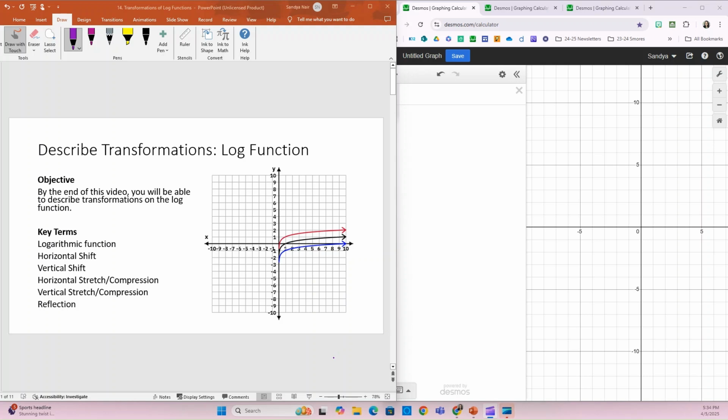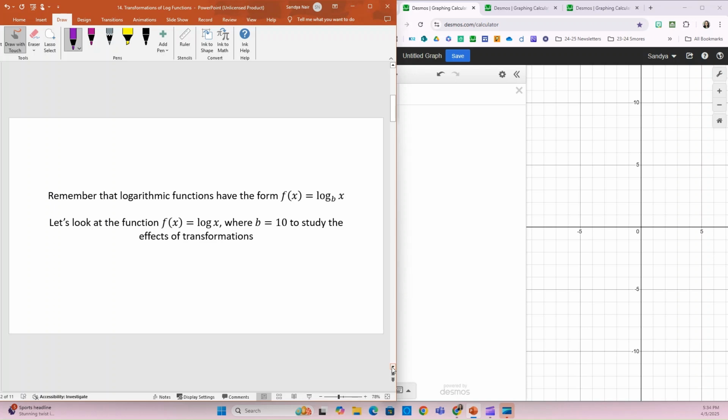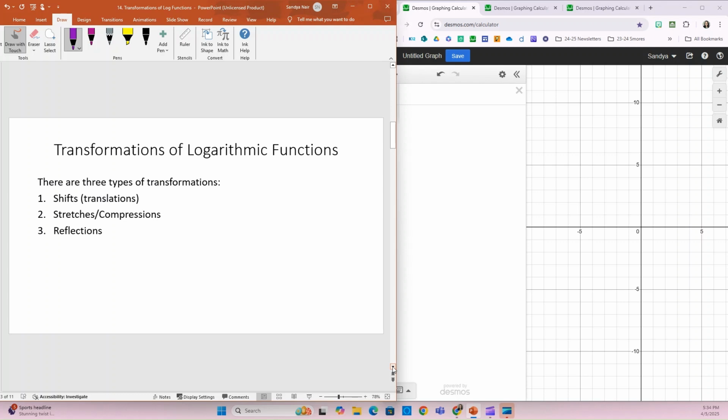In this video, we're going to talk about how to describe transformations on the log function. So remember that logarithmic functions have the form f of x equals a log base b of x. So let's look at the function f of x equals the log of x, where b is 10, to study the effects of transformations. So remember, there are three types of transformations. We have shifts, which are translations, stretches or compressions, and reflections.